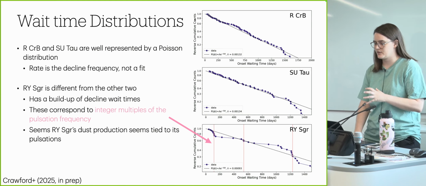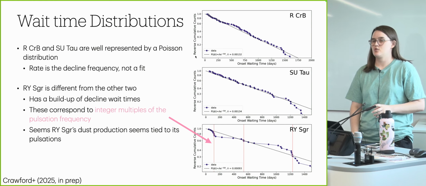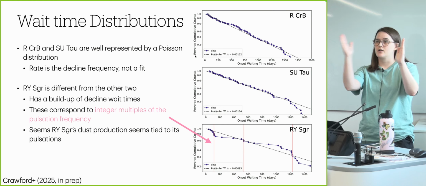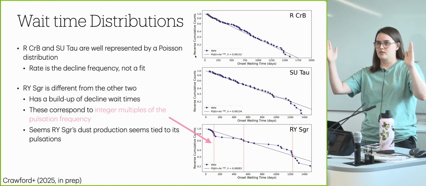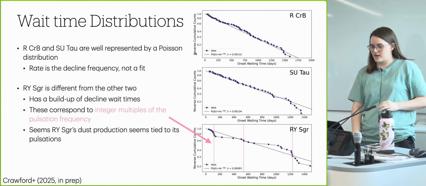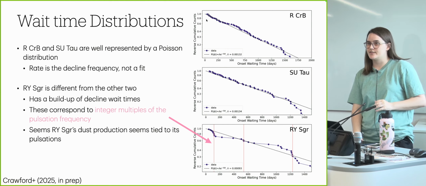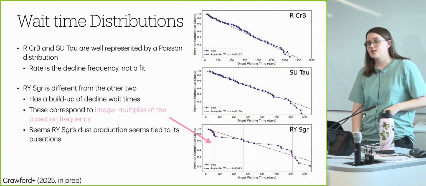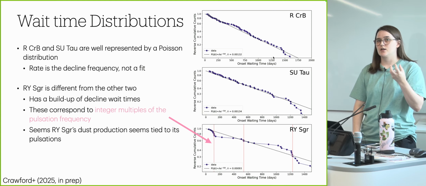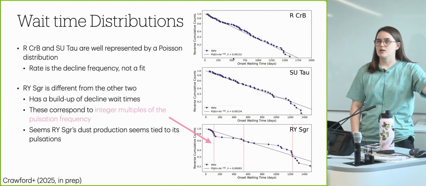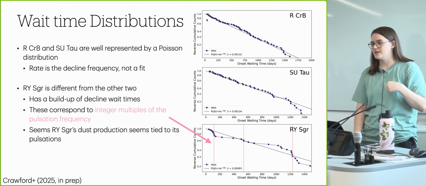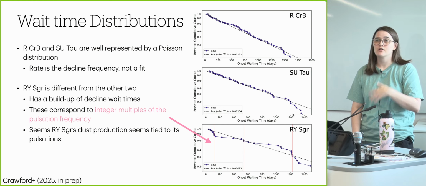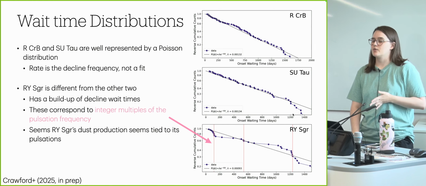Just to explain what we're looking at: a reverse cumulative distribution of the wait times. That's the difference between the decline onsets. How long do you wait before the next event happens? We can represent that by a Poisson distribution, which is this dashed line here. The dashed line we've drawn is not actually a fit, it's a prediction by the average decline frequency, which we measured by counting the number of declines. So R Coronae and SU Tau are well described by a simple Poisson distribution, where the Poisson rate is the rate of declines that we see.